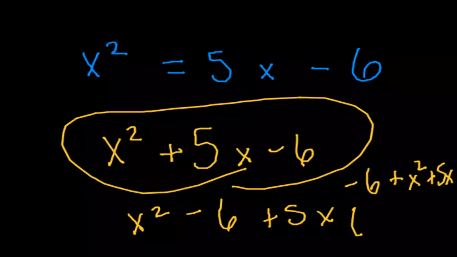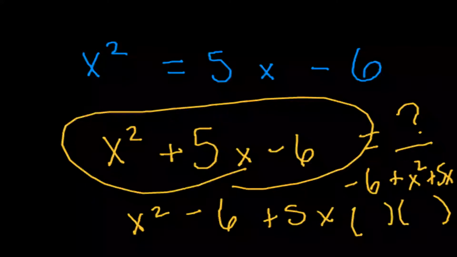I can move things around. I could try to put it into factored form, which I may or may not be able to do, but I can't solve it. There's no equal sign. I can't say, let's isolate x, let's get it by itself. That's a mathematical expression. I'm going to just clear and rewrite.